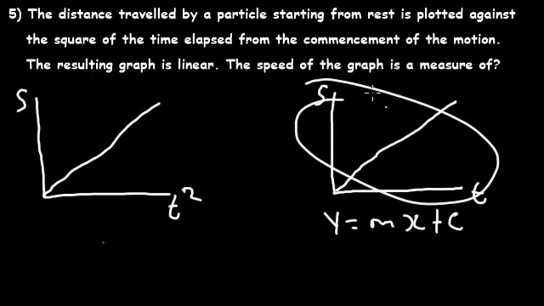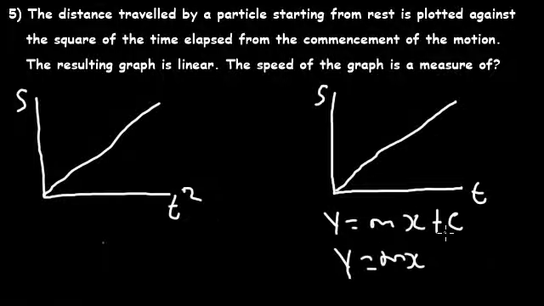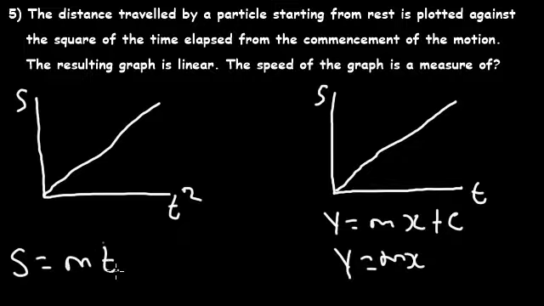Now if the object starts from rest, just like the way they said the object starts from rest in this problem, then c will be 0. So therefore y will be equal to mx alone, because c will be 0. This is not plus c. So if y is distance, we have s equals, and x is time t, mt. Now dividing through by t, we have m equals s over t.